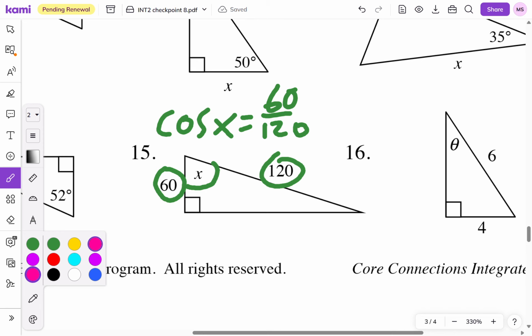It has to be a 30, 60, 90 triangle because it's half. You don't even need to do the trig, okay? The shortest side is half the longest side. If that's true, then hey, that's a 30, 60, 90 triangle. And so that's how I knew that x is 60.